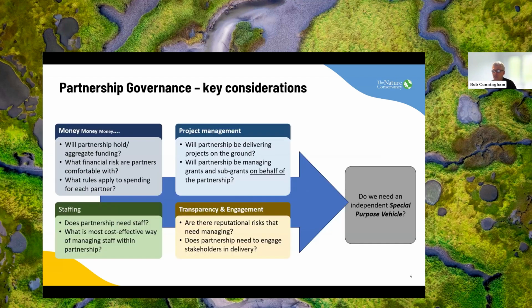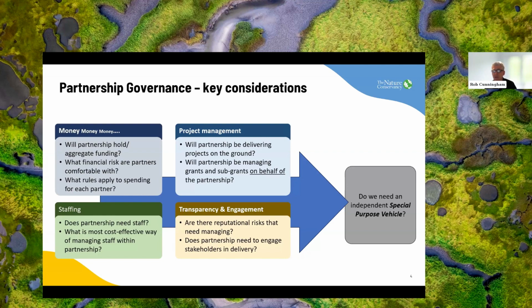And then thinking about the structure of that partnership, some of the key considerations: money is always number one. And again, Jason mentioned this concept around aggregating funding. That was definitely behind some of the early thinking of the Norfolk Water Fund. So, is this partnership going to hold funding? Holding funding might sound great, but it also brings financial risk, both for the organization holding that money if something goes wrong, but also for those who are contributing money. So how are we going to manage that risk, and how do we make and manage the rules around that spending?